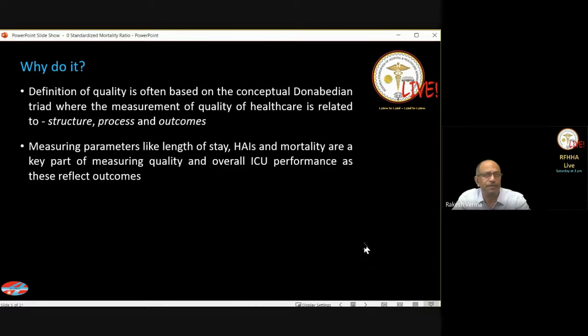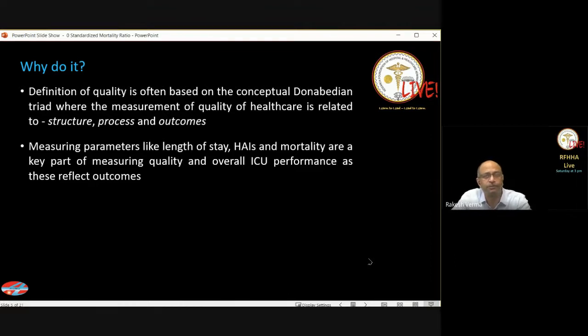Measurement parameters like length of stay, healthcare-associated infections, and mortality are a key part of measuring quality and overall ICU performance, as these reflect outcomes. Up to the fourth edition of the NABH standards, we have all been measuring various indicators that are connected with HAIs.